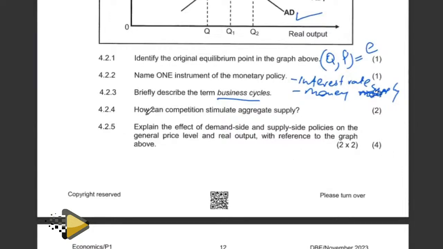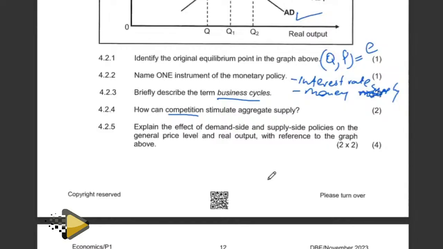So now let's move on to the next question. We have 4.2.4: How can competition stimulate aggregate supply? The moment you talk of competition, you refer to a situation where most businesses are selling the same product. It can be with the same quality, quantity or price, but the fact is they are selling the same product.